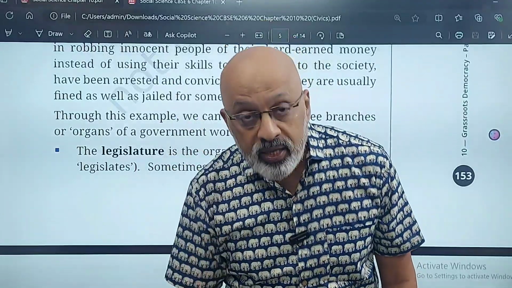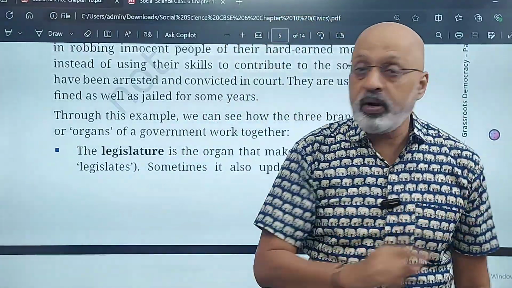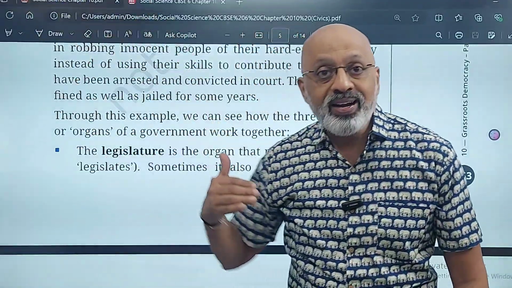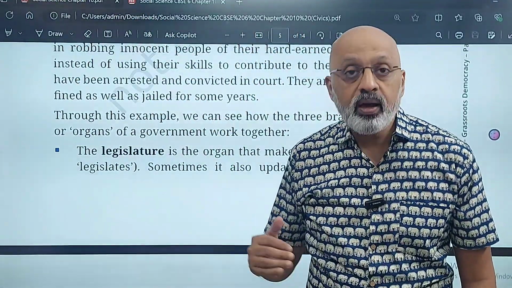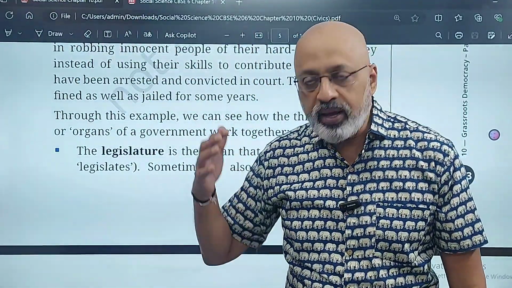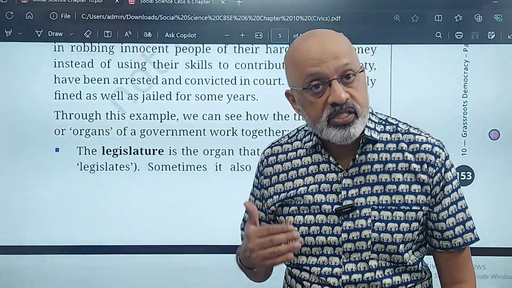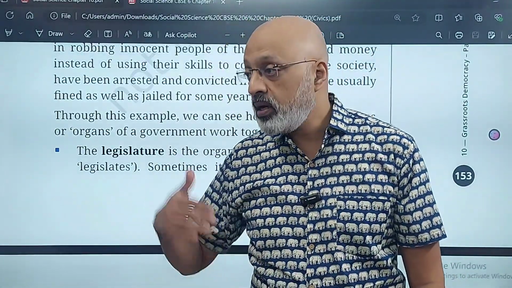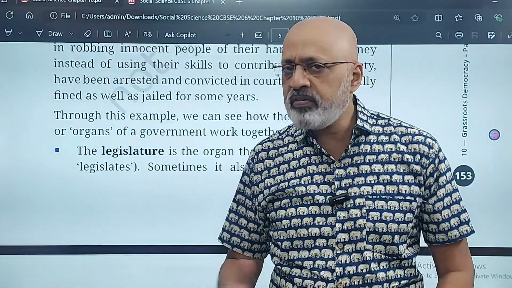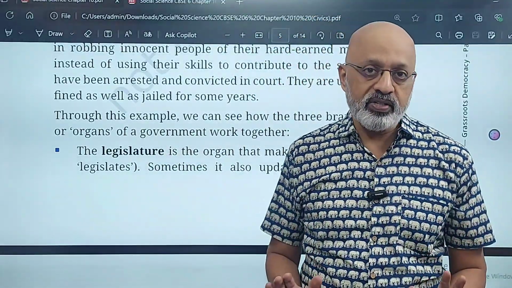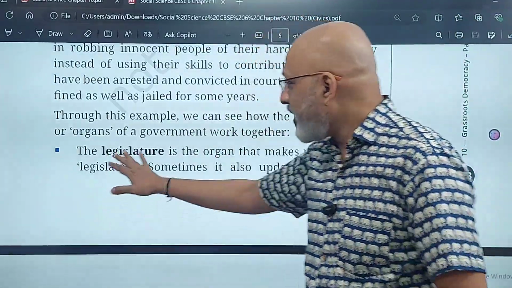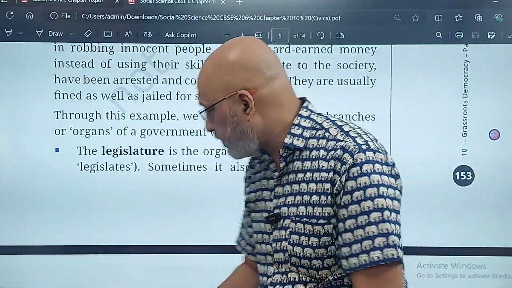The laws in the country are made by Parliament, which is a legislature. Parliament at the center and legislative assembly at the state level. Like Maharashtra has a legislative assembly. Chhattisgarh has a legislative assembly. Odisha has a legislative assembly. All the states have a legislative assembly. And parliament is one at the center. Did you understand? So that is called the legislature.